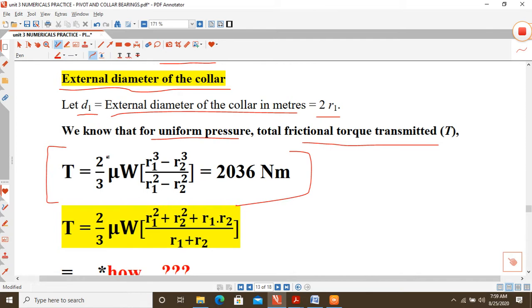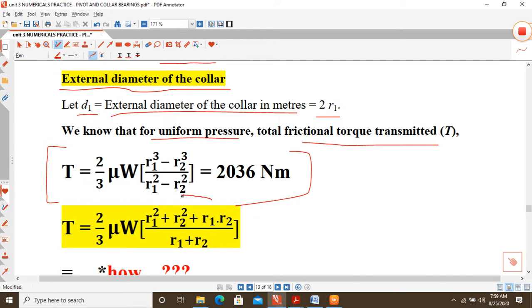We know that in this particular formula, mu is given to us, that is the coefficient of friction, and W, that is the load transmitted. Also we know R2, so we will be evaluating this R1. So simplifying this particular equation, it comes out to be T equals 2 by 3 mu W (R1 square plus R2 square plus R1 R2) upon (R1 plus R2).